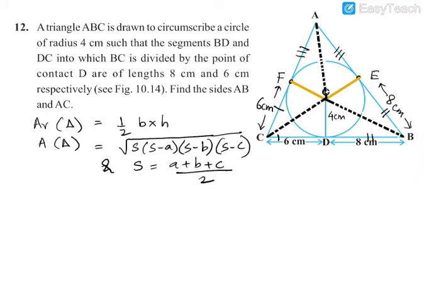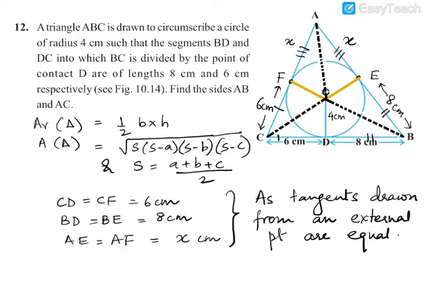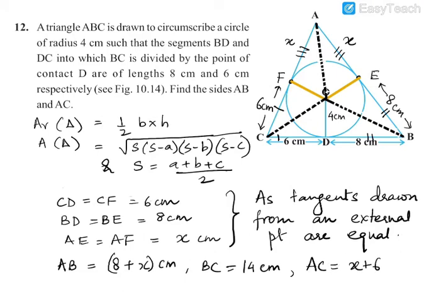Now here the lengths of these segments are unknown. So now we can assign the unknown variable to these segments. So let AF be x, and therefore AE will also be x. So now the sides of the triangle are AB equal to 8 plus x, BC is 14 centimeters, and AC is x plus 6 centimeters.